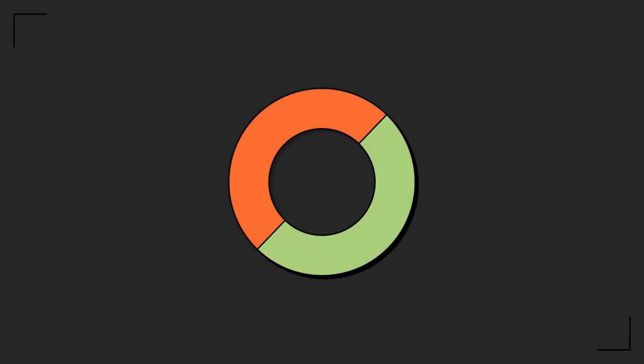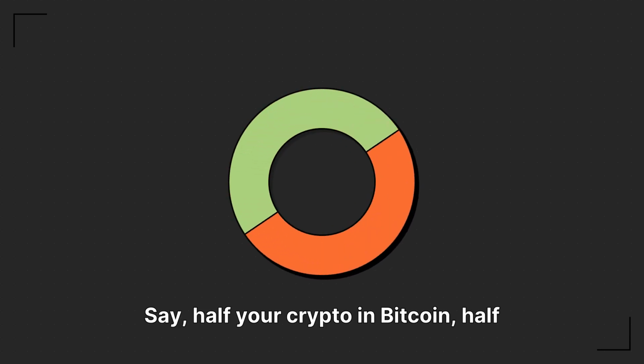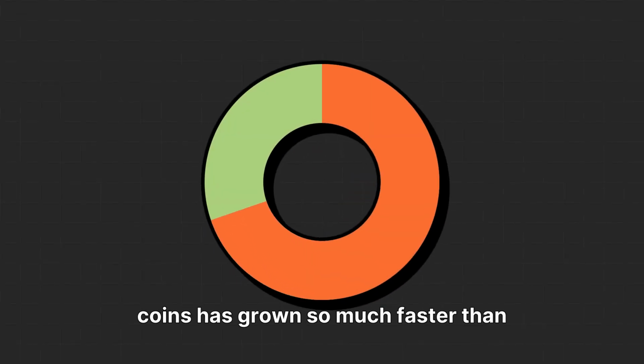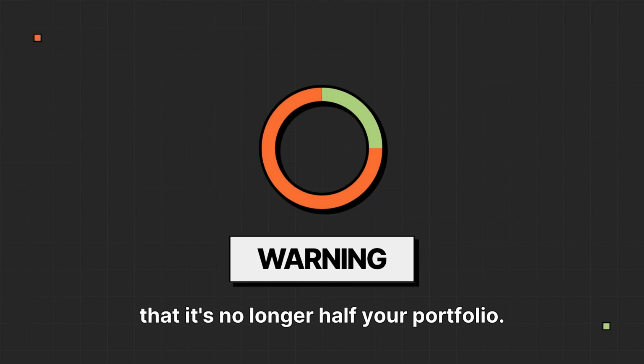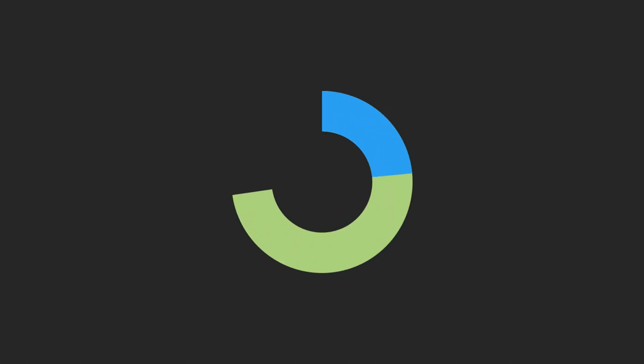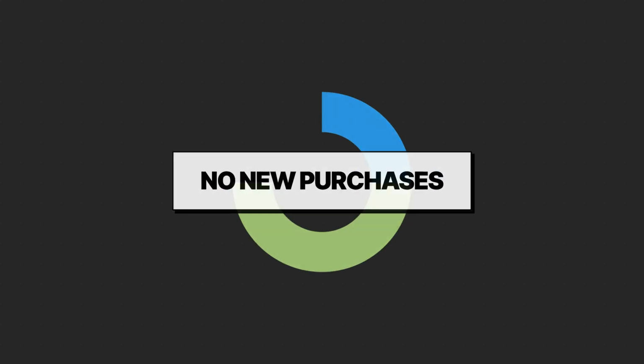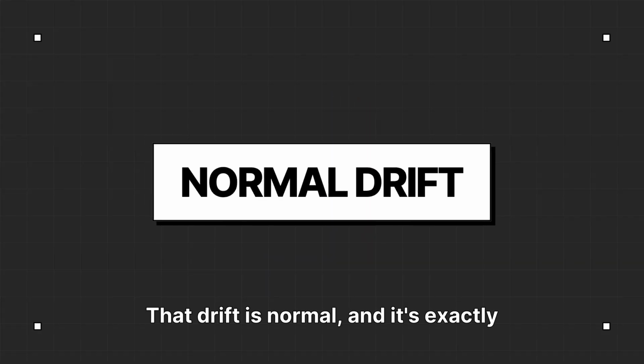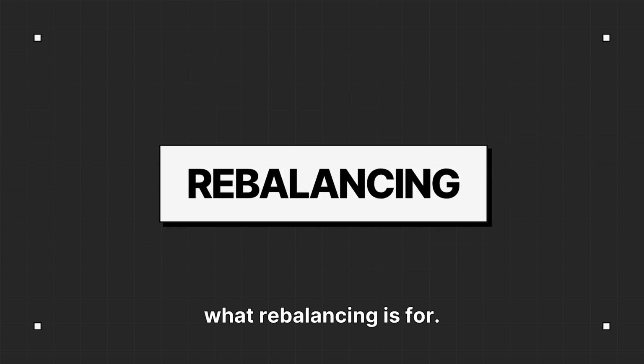You start with a plan, say half your crypto in Bitcoin, half spread across a few other coins. A few months later, one of those coins has grown so much faster than the rest that it's no longer half your portfolio. You didn't buy anything new, but your risk changed anyway. That drift is normal, and it's exactly what rebalancing is for.